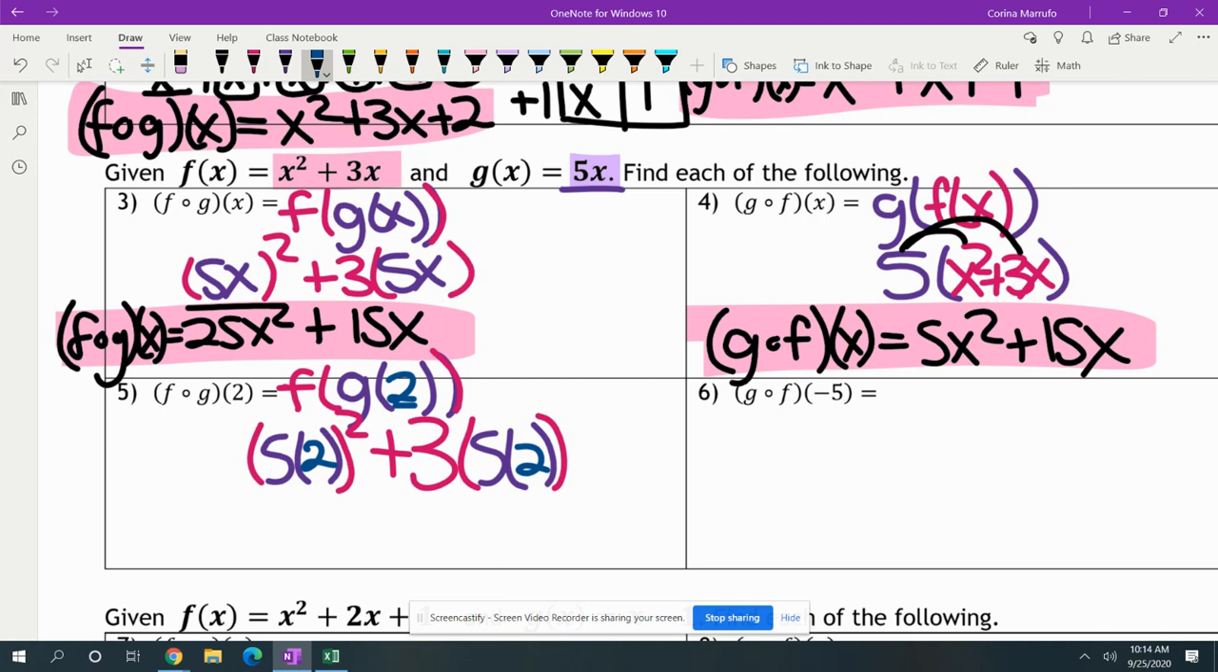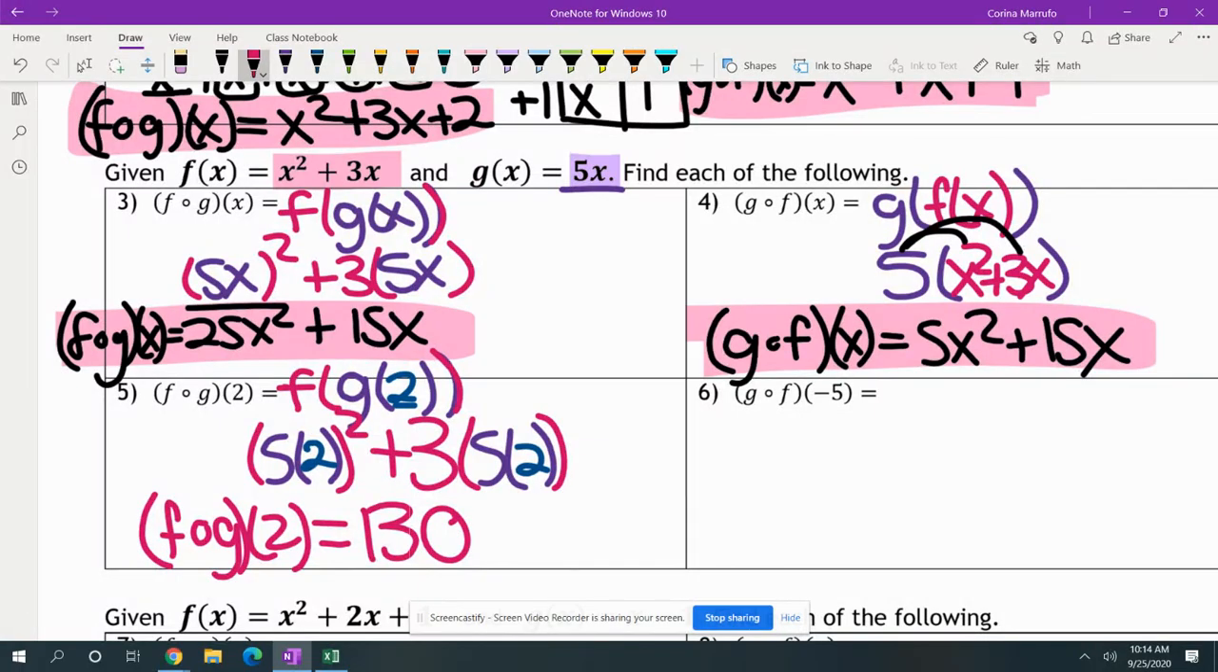All right, we can plug all this in our calculator exactly the way that we see it. So let's see, 5 times 2 in parentheses is 10, and 10 squared is 100, plus 30 gives us 130. So that means that f composite g of 2 equals 130.